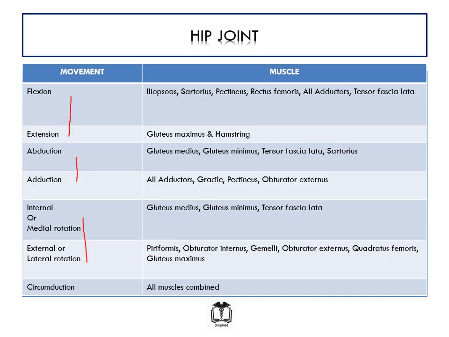The muscles involved in each of these movements: for flexion, we have the iliopsoas, the sartorius muscle, the pectineus muscle, the rectus femoris. All adductors are slightly involved in flexion, and then a very important fascia of the thigh called the tensor fasciae latae is also involved in flexion of the hip joint. For extension, we have the gluteus maximus and the hamstring muscles. The hamstring muscles are a combination of three muscles that are found at the posterior part of the thigh. We'll talk about that when we get to the muscles of the lower limb.